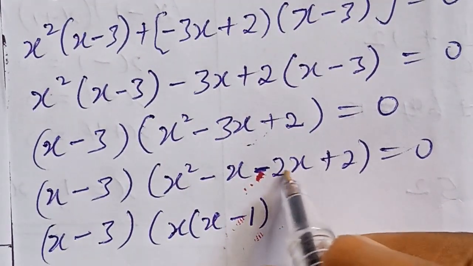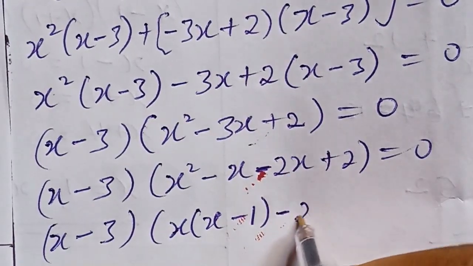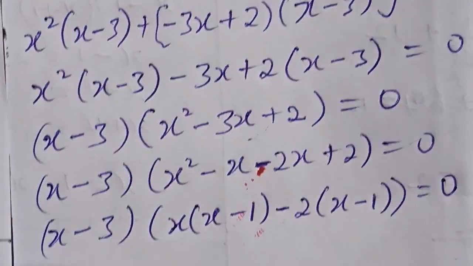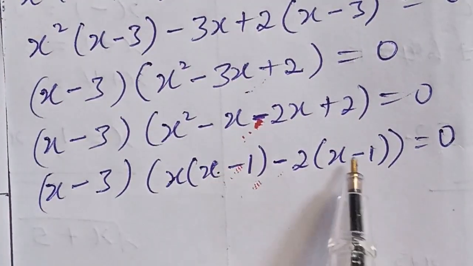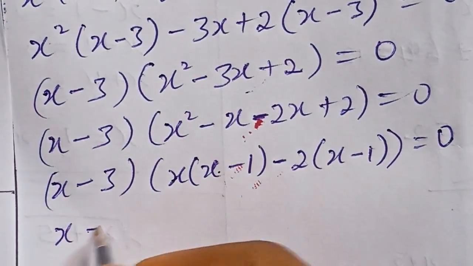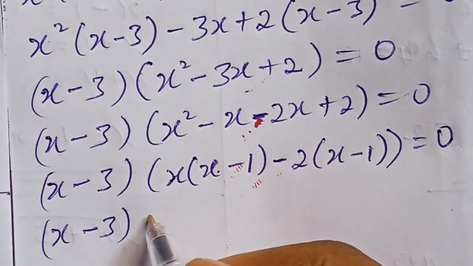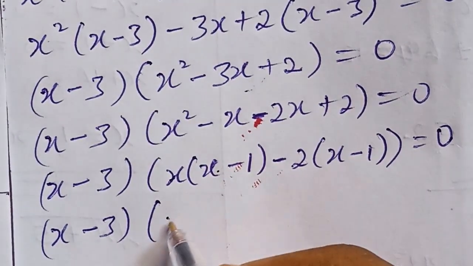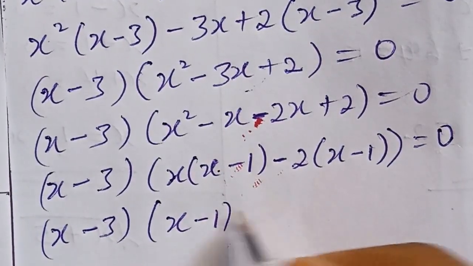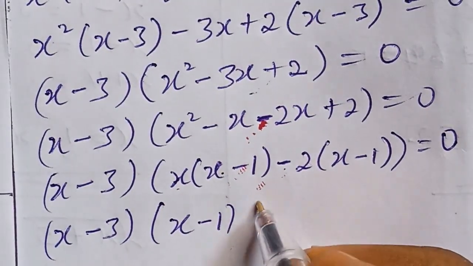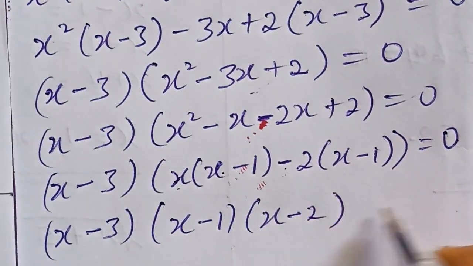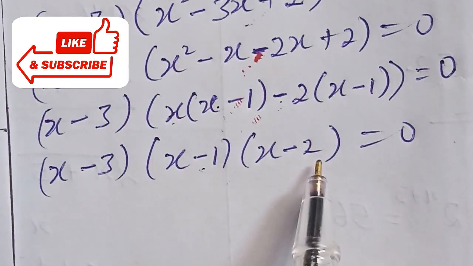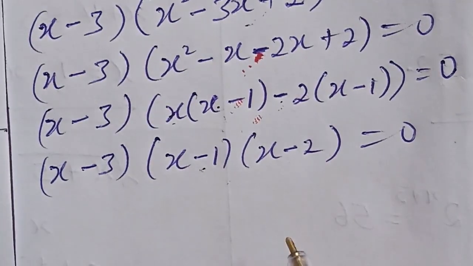Okay, if we move out minus 2 over here, we have minus 2 into bracket x minus 1, then close the bracket, equal to 0. So x minus 1 is common. So we have x minus 3, then multiplied by, open the bracket, we factor out x minus 1, x minus 1 into bracket, then we have x minus 2, open bracket, x minus 2 equal to 0. So we now have this part and this part finally simplified and factorized.